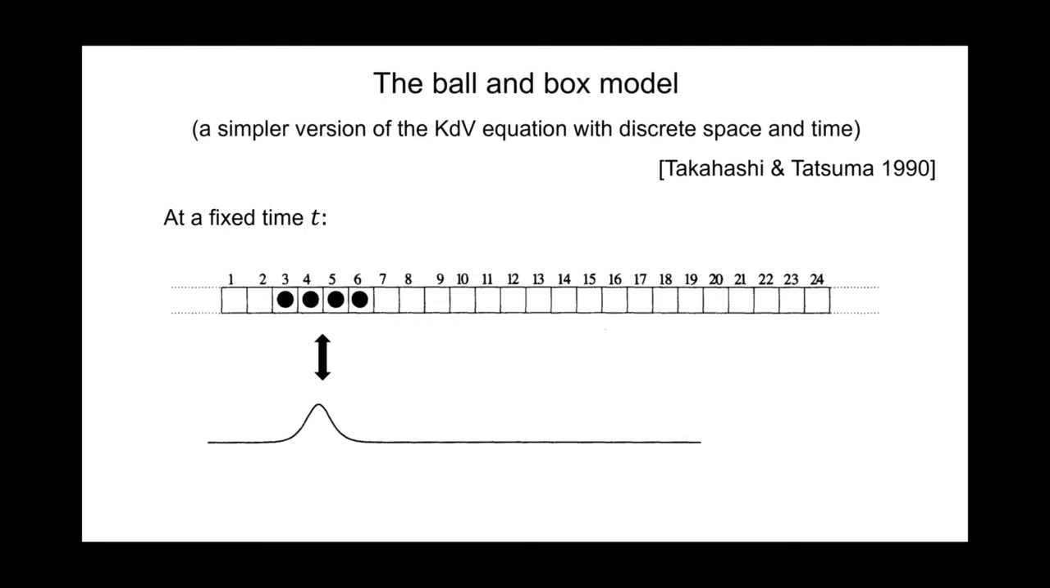So we'll think of the integers in space as boxes, and the configuration of the system at a given time t is specified by saying which boxes are filled by balls. So in particular here we see that boxes 3, 4, 5, and 6 are filled by a ball. So that is the analog of having a bump in the wave, and the boxes which are empty represent flat water.